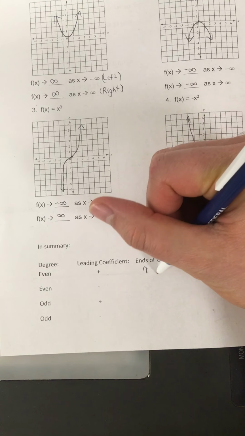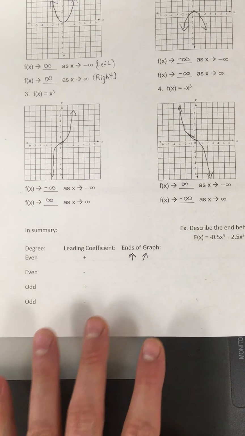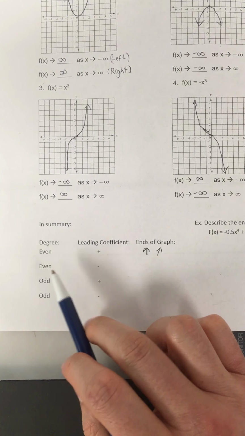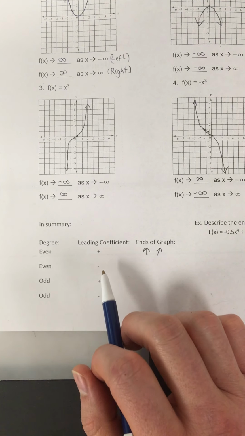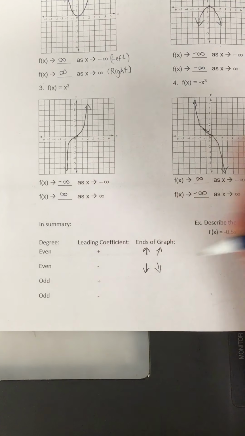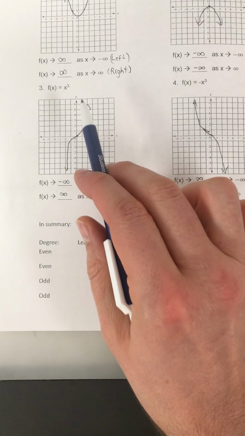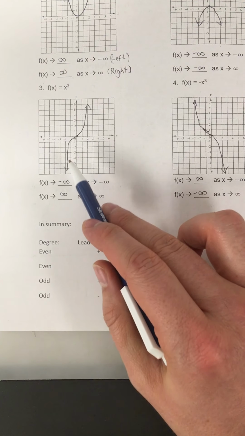that means both ends of the graph are going up. There might be some other crazy stuff in between them, but the ends of the graph are both going to be going up. All right, if you have an even exponent, like x squared, x to the fourth, and there's a negative in front, both ends of the graph are going to be going down. All right, if there's an odd exponent, like this one, with a positive in the front, what are the ends of the graph going to be doing?